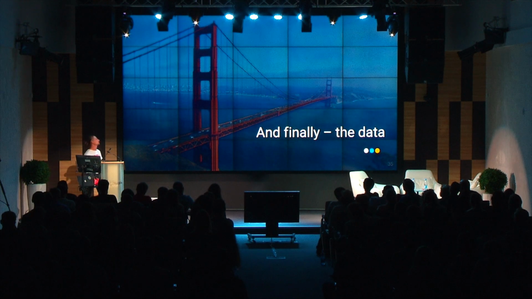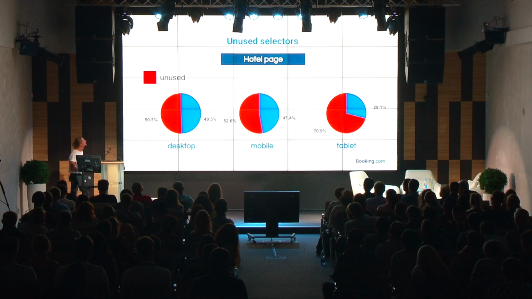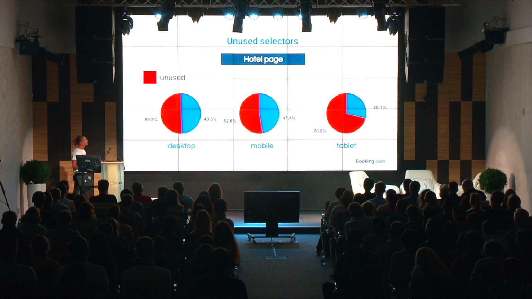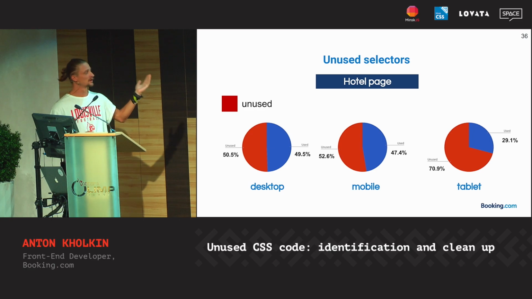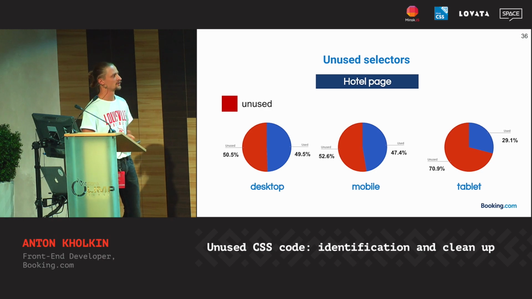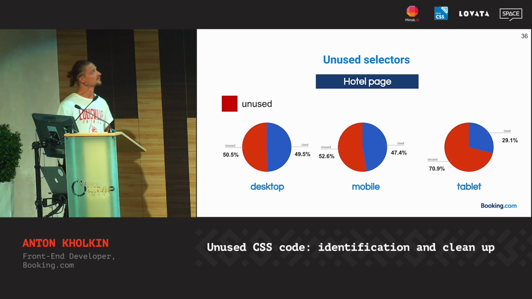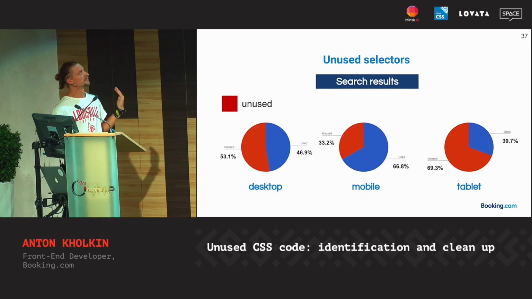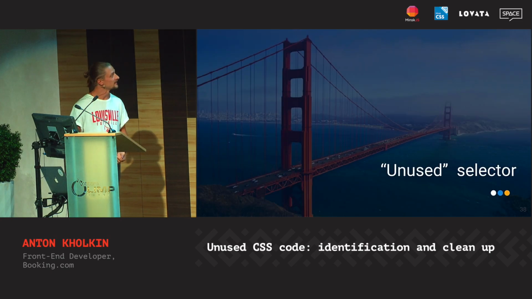And finally, when we have the data, how did it look? This is the ratio of unused selectors for the hotel page. The red color is unused. This is for all three web platforms that we support: desktop, mobile, tablet. And you can see the ratio of unused selectors is quite high, right? The same, but for the search result. So it was always a good result, in the sense that we spent time, and we were rewarded with identifying a lot of unused code here.